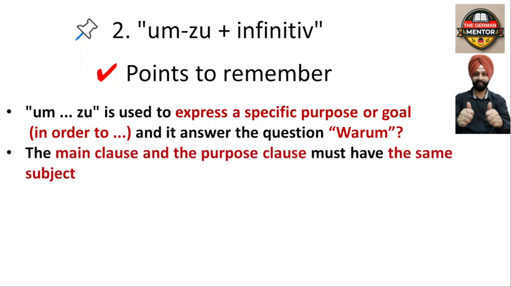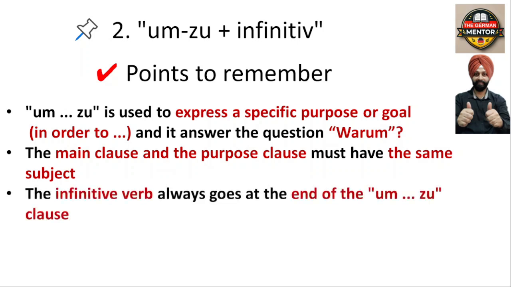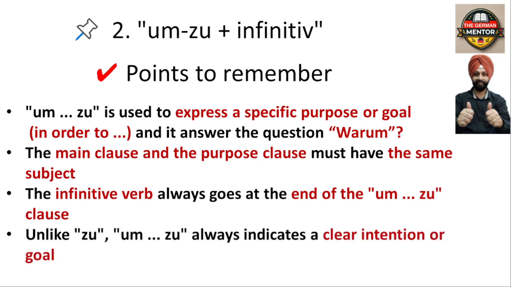Second point, the main clause and the purpose clause must have the same subject. So while making sentences or phrases, the main clause and the subordinate clause must have the same subject, it cannot be different. The third point which you have to learn, the infinitive verb always goes at the end of the um zu clause. And the point which you have to remember, um zu always indicates a clear intention or goal. So friends, when you are doing some task and there is some purpose behind those tasks, then we use um zu plus infinitive as compared to zu plus infinitive.